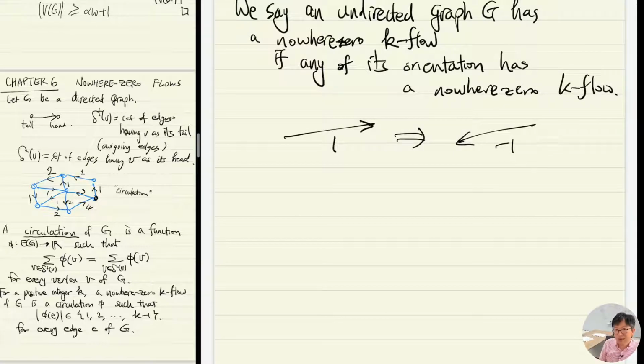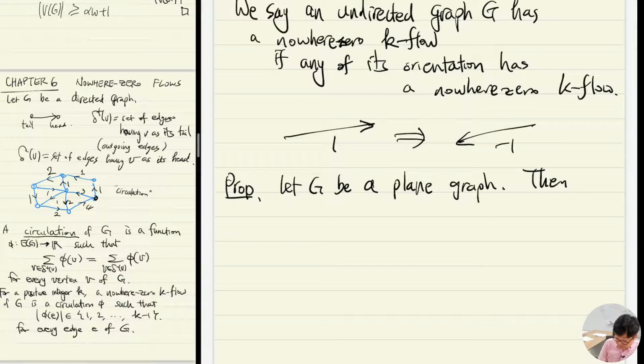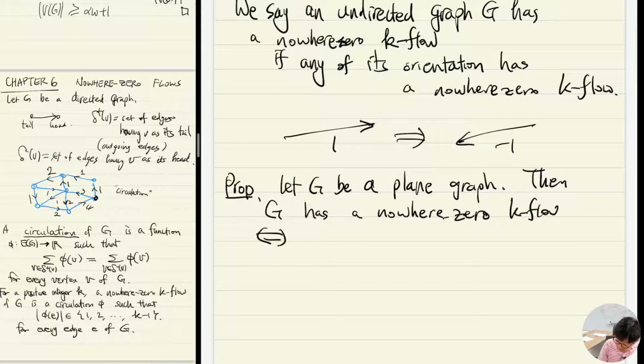So why do we care about nowhere zero K flow? That's because of this proposition. Let G be a plane graph. Then G has a nowhere zero K flow if and only if its geometric dual is K colorable. All right. So for plane graphs, the graph has a nowhere zero K flow if and only if its geometric dual is K colorable.